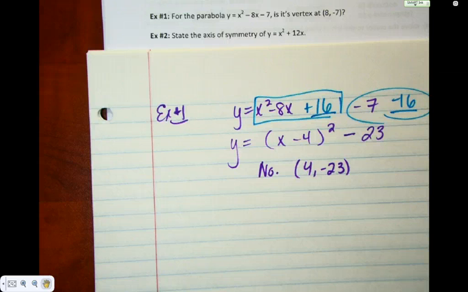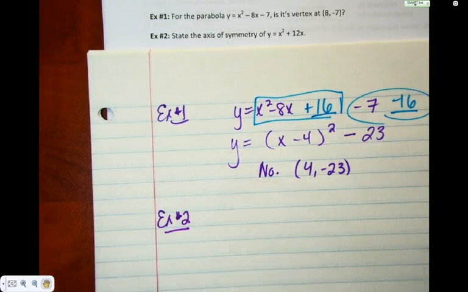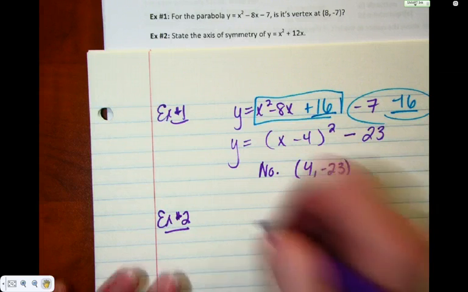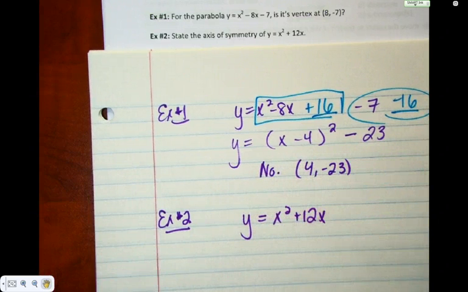State the axis of symmetry of y equals x squared plus 12x. Okie dokie. What do we need in order to get the axis of symmetry? We need the vertex. How do we get the vertex? Well, it has to be in vertex form. So these are all going to be the same kind of question. They're all going to be completing the square.